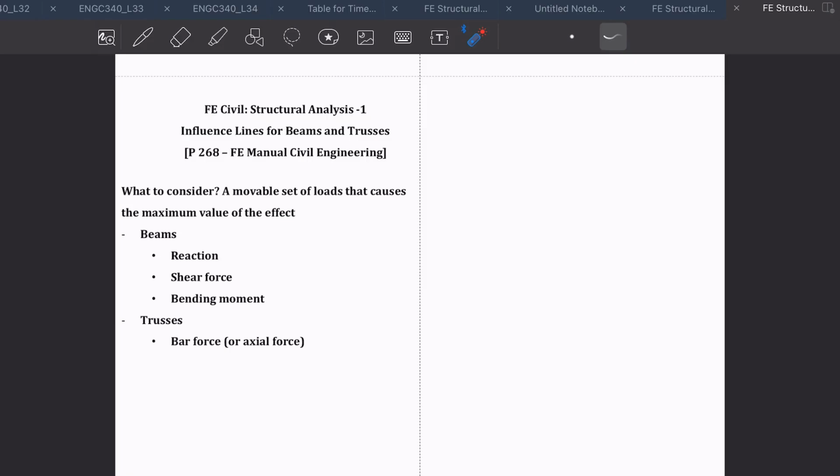If you look at the description there, it gives what you need to consider, or what the possible questions or concepts are that you should be familiar with. If there's a movable set of loads that passes through the beam, what will be the maximum value of that effect? For a beam, we have reaction, shear force, and bending moment. And for a truss, we are interested in finding only the bar force, or the axial forces, which means the maximum forces caused by this movable set of loads.